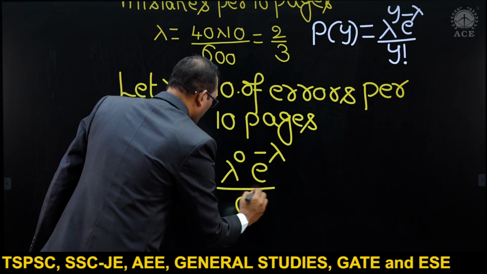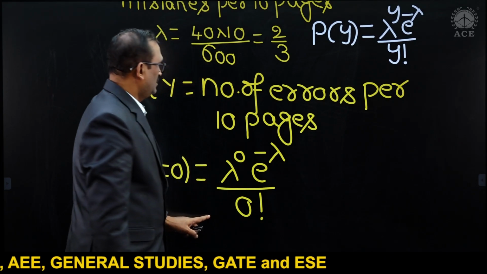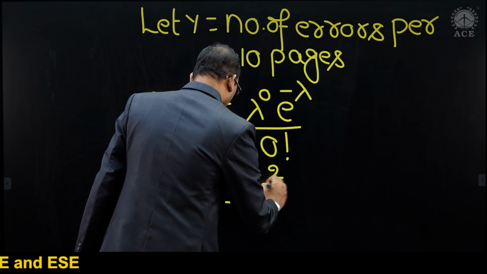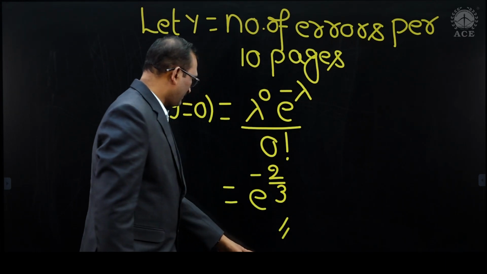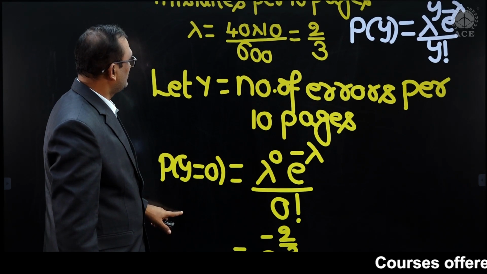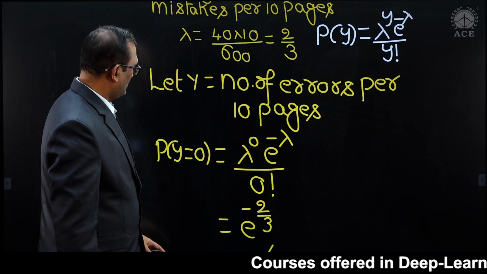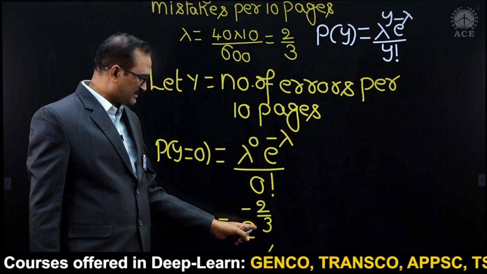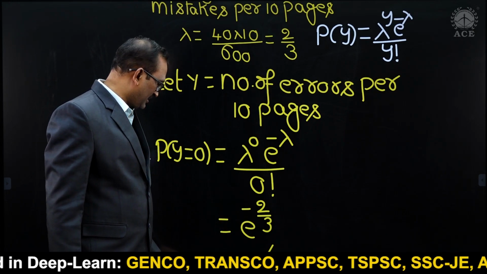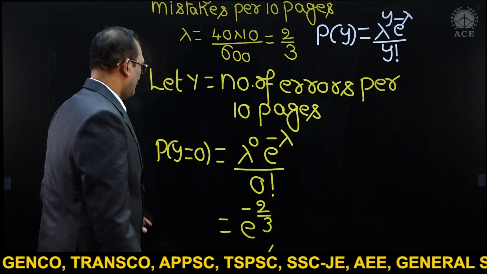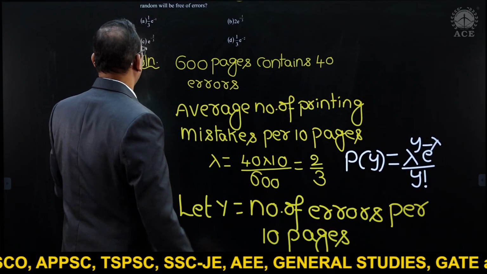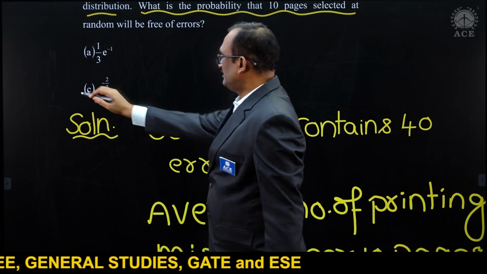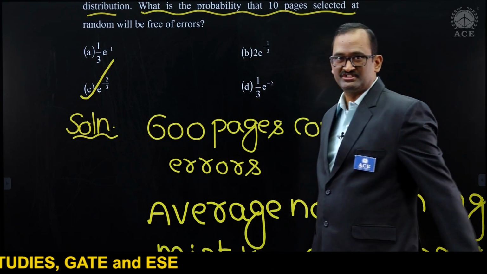by 0 factorial. Now please observe, what is e power minus lambda? That is equal to e to the power of minus 2 by 3. Lambda value 2 by 3, you can cross check. Yes, lambda value 2 by 3, lambda power 0 is 1, 0 factorial is 1, and e power minus lambda is e power minus 2 by 3. So e to the power of minus 2 by 3. So option C is the right answer.